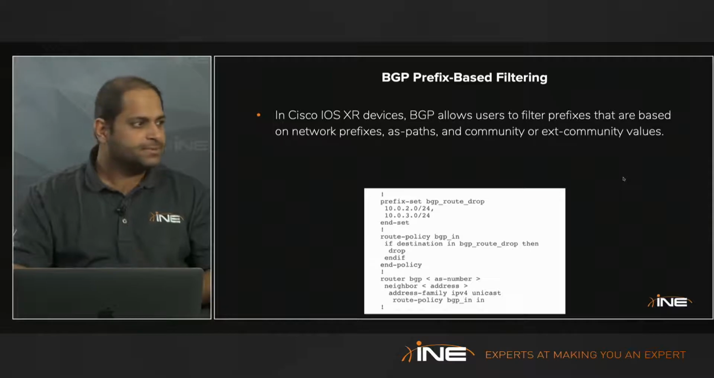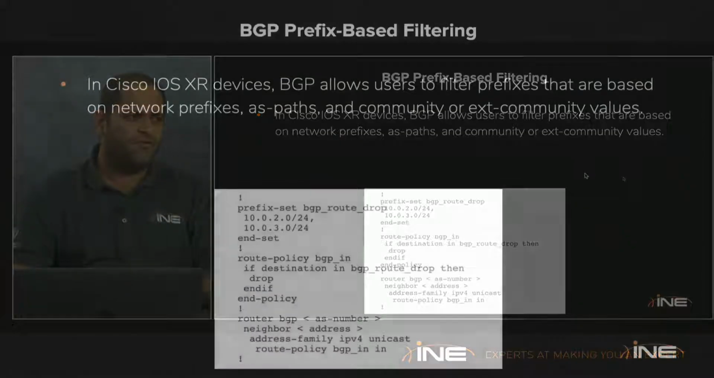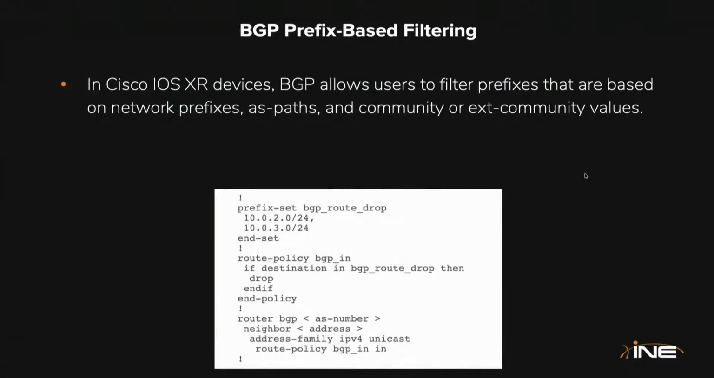So let's see this. So here is an example of basically filtering a specific prefix. Here we are filtering two prefixes, which is 10.0.2.0 and 10.0.3.0. If I receive these two routes, I would accept these routes. Remaining routes I would filter. So let's in fact see this on our routers.